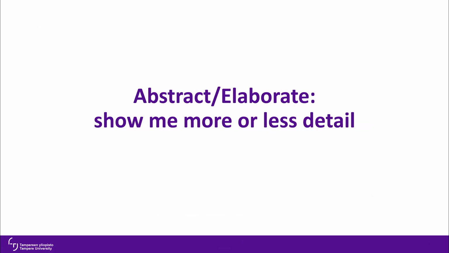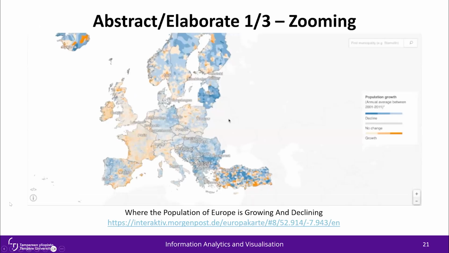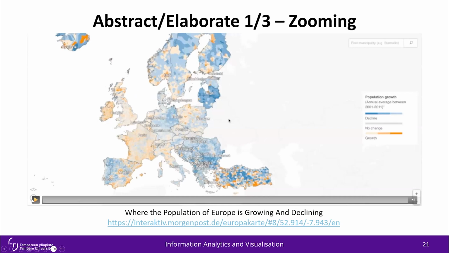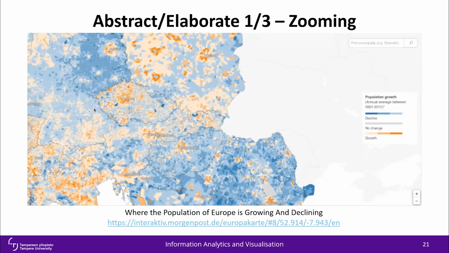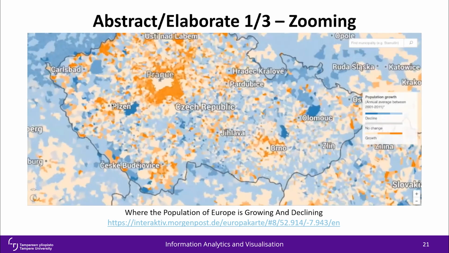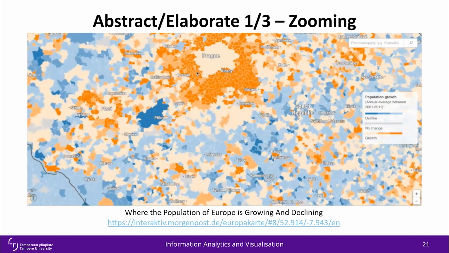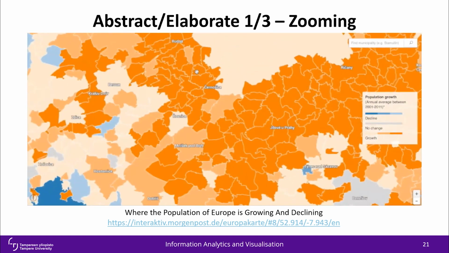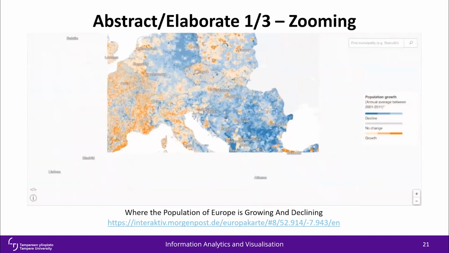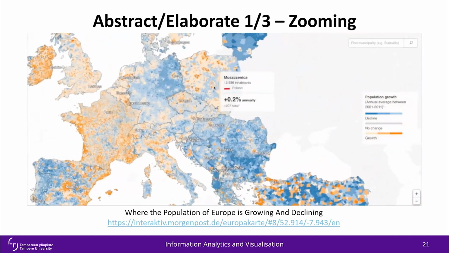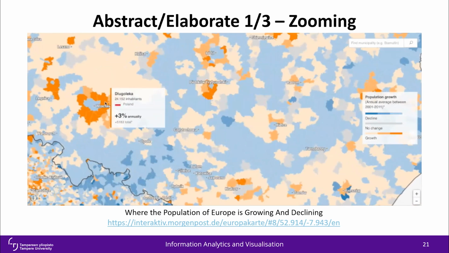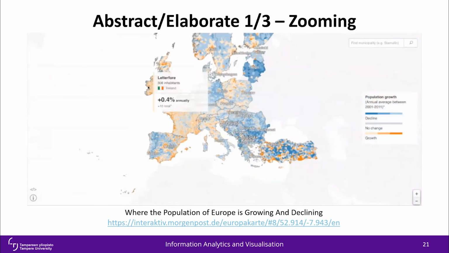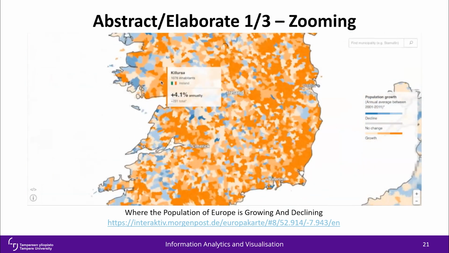Let's talk about adaptation and elaboration. Here we see where the population of Europe is growing and declining. And we can do this simply by using this zooming technique. So the main point here is that since the data is again much too complex, we have to provide a more elaborate view when we zoom in, and we make it more abstract when we zoom out.